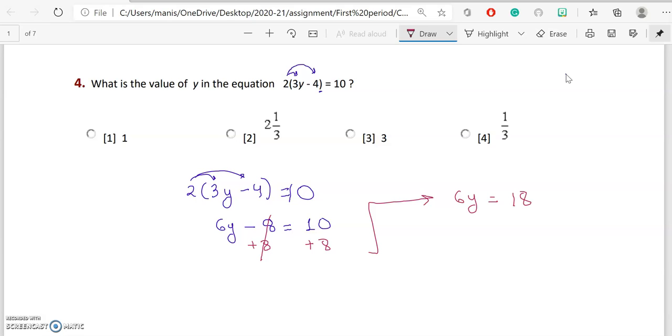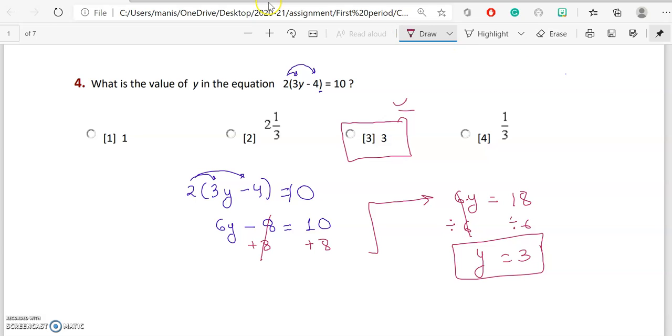18. Now as you can see, this says 6 times y. Opposite of times is divide. So I will divide both the sides by 6 and the value of y is 3. So let's see, do we see any answer choice which looks like this? Yes. This is the correct answer for this question.